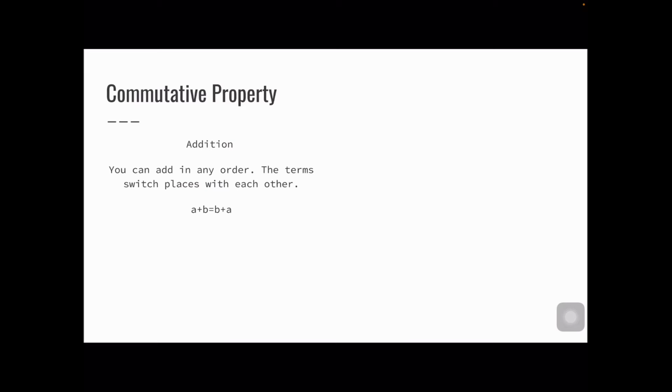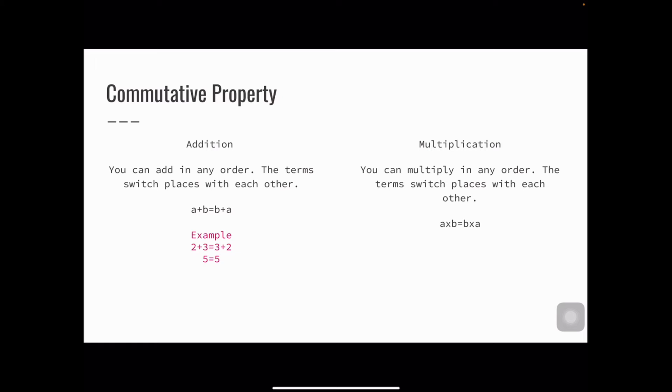The commutative property for addition tells us that you can add in any order. So the terms that you are adding can switch places with each other and still give us the same results. So if I add a plus b, well, that's the same thing as b plus a. Or another example, if I add 2 plus 3, well, that's 5, which is the same thing that 3 plus 2 gives us as well. So in the commutative property, the key word is that the order changes, but it still gives us the same thing. And it's the same thing that can be applied to multiplication.